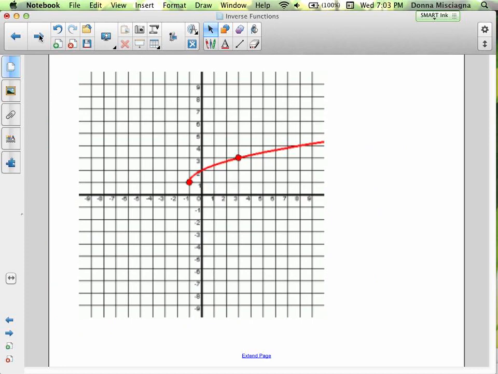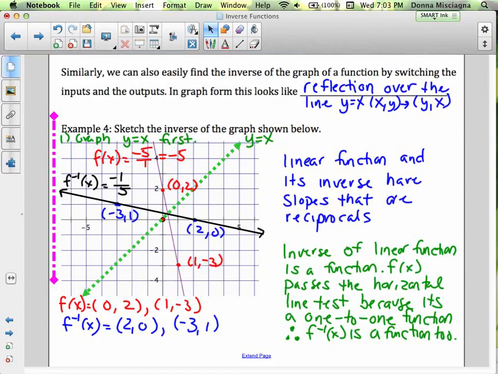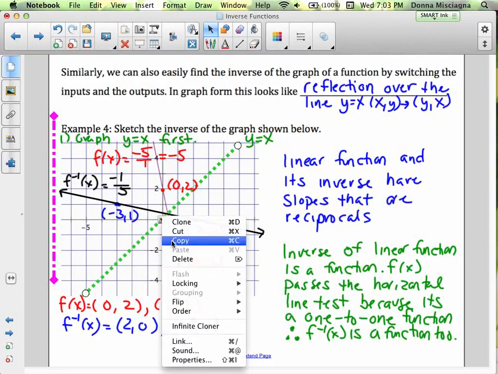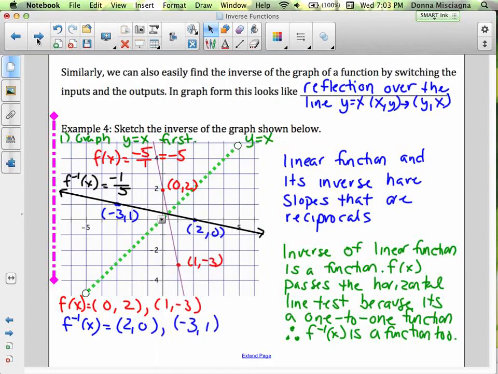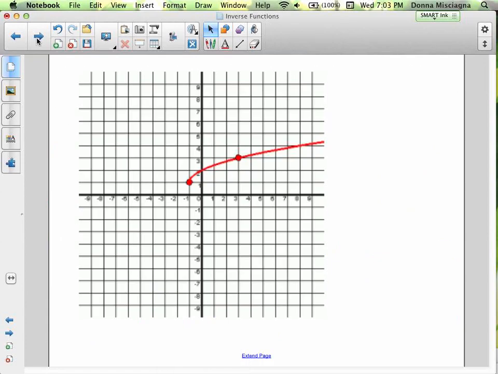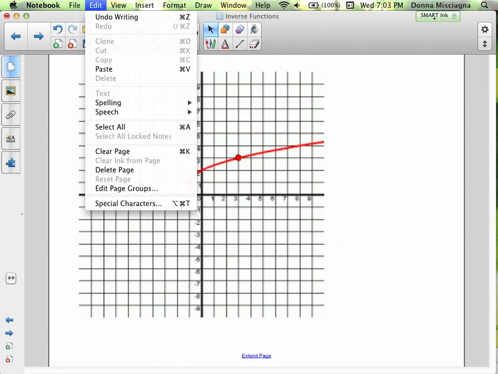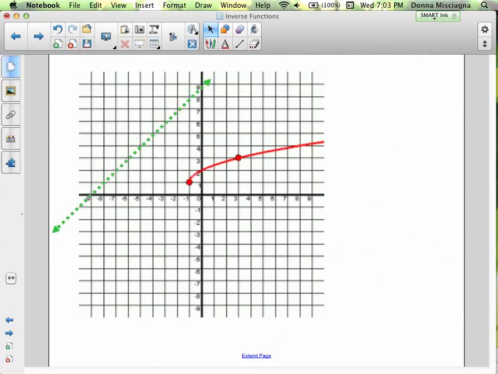All right, and this one's not in your notes. Let's see if I can copy this. I can. Usually I can't. Paste. There we go. So here's our handy dandy graph.